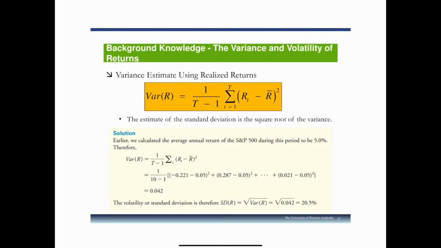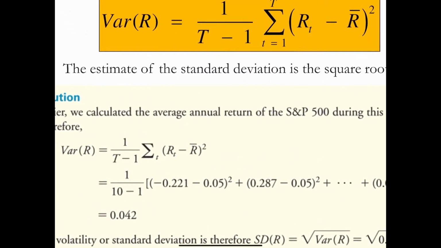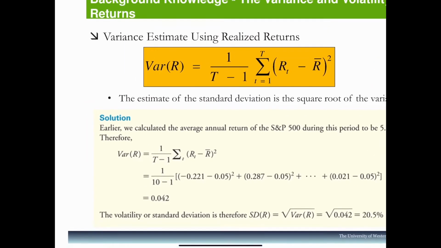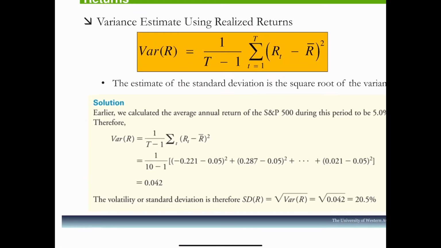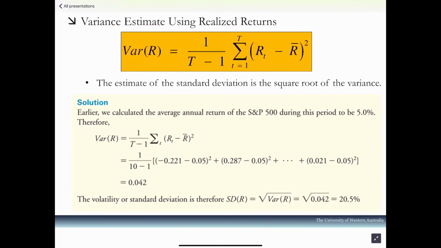So how would you then calculate the realized variance? With a 10-year observation, 1 over 10 minus 1 times each yearly outcome minus the average return for the period, for the whole sample. So then you get that 0.042. And the standard deviation of volatility here is 20.5%.